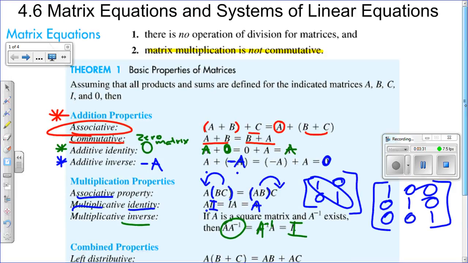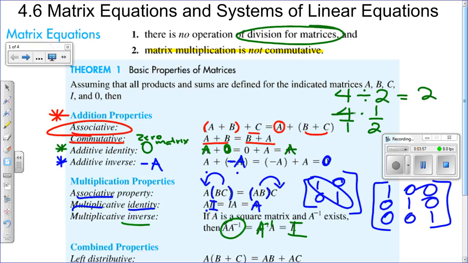I don't know if you ever wonder, but when are we going to get to division? Well, never, because there is no division of matrices. So what we do is we multiply by the inverse. If you have, let's say, the number 4, and you want to divide by 2, isn't it the same as 4 multiplied by 1/2? Yes, it is the same. So that's the same idea we're going to be using: since there is no division, we will have to rely on the multiplicative inverse in order to divide.